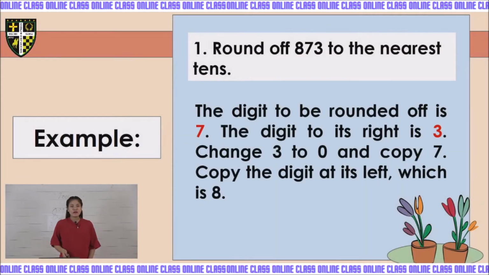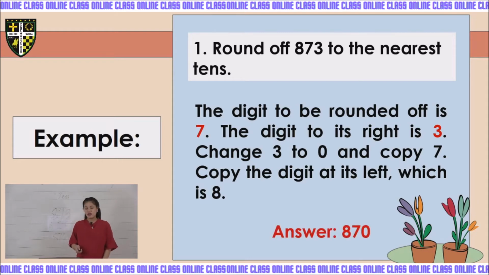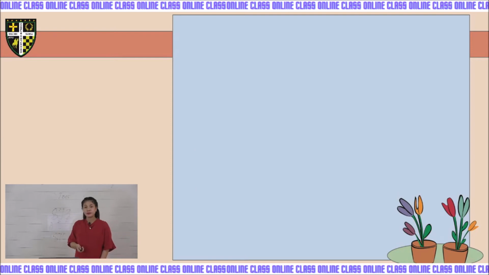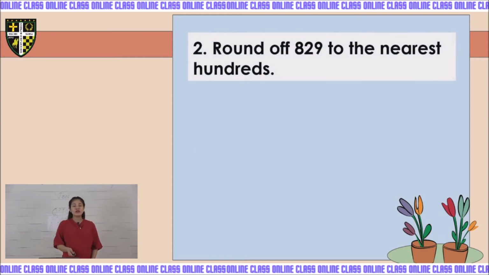So let us check. The digit to be rounded off is 7. The digit to its right is 3. Change 3 to 0 and copy 7. Copy the digit at its left, which is 8. So the answer will be 870. Very good. So number 2, example. Round off 829 to the nearest hundreds.